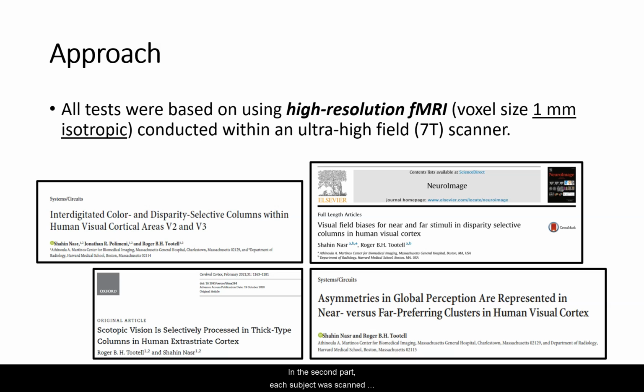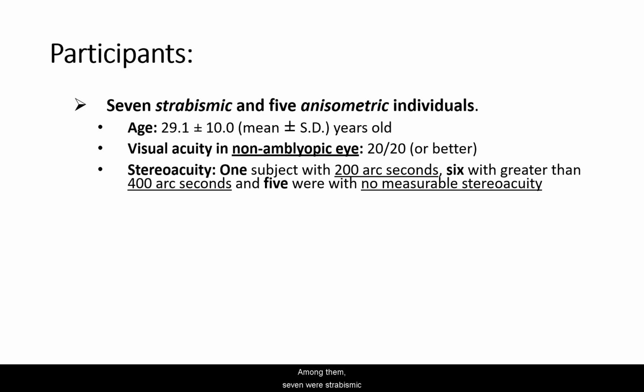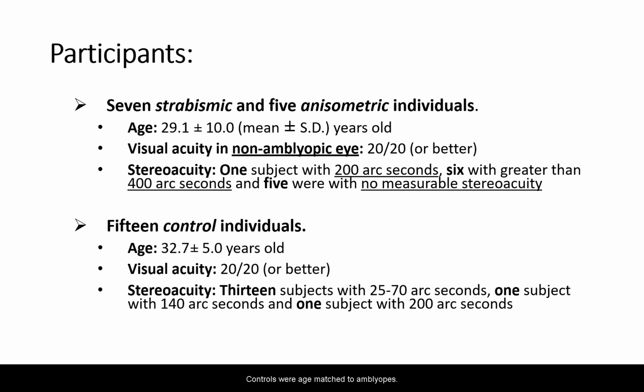In the second part, each subject was scanned one more time, during which we measured the evoked activity in our regions of interest by stimuli with varying absolute versus relative disparity. To this date, 27 individuals have participated in our study. Among them, 12 were amblyopic, including 7 individuals with strabismus and 5 individuals with anisometropia. Controls were age-matched to amblyopes.